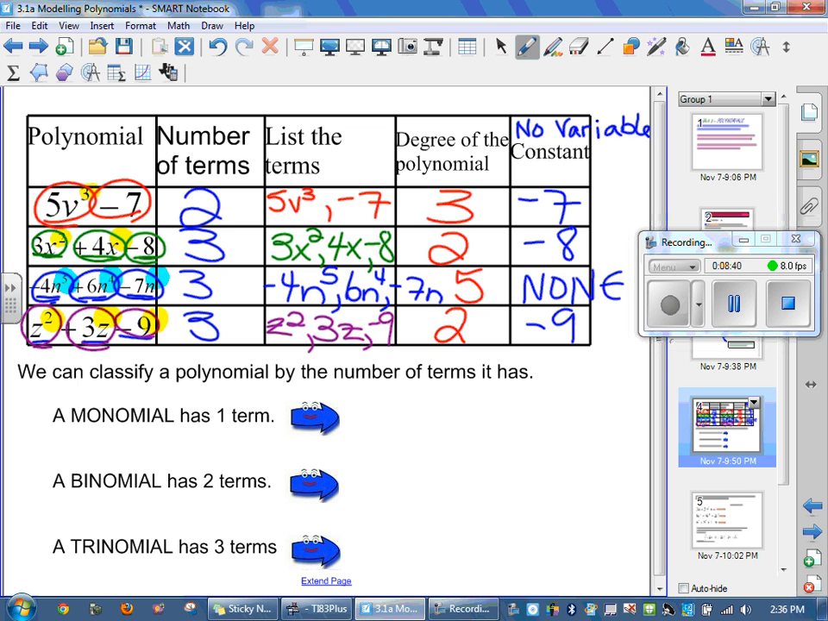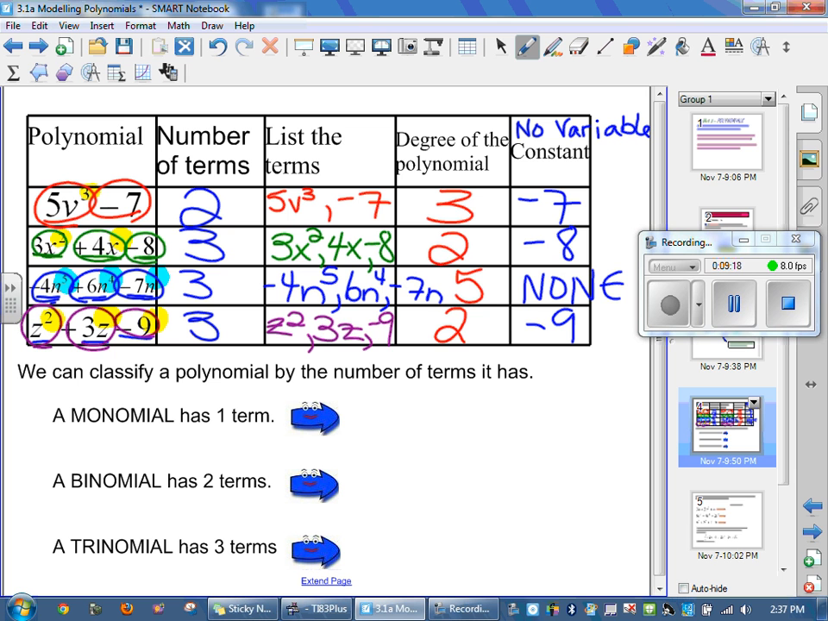Good. Now, if polynomials have a certain number of terms, they get special names. Just like when we have an exponent 2, we call it squared. It's got a special name. Exponent 3, we call it cubed. It gets a special name. Well, polynomials with 1 term have a special name, 2 terms have a special name, and 3 terms have a special name. Anything that has more than 3 terms, you just state the number. So if it's got 5 terms, you would say it's a 5-term polynomial.